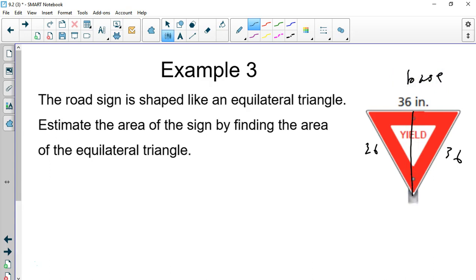Now, when I do this, remember, this is a 60, 60, 60 degree triangle. When I draw the height, I've just formed a 90 degree triangle. So what does that leave here? A 30 degree triangle, which makes this the short side. Now, what's the measurement of the short side? Half of 36. So I'm just going to redraw it now. There's my 18. And I need to find the height, which is the long side, right?